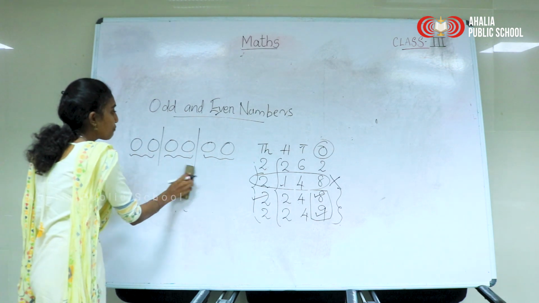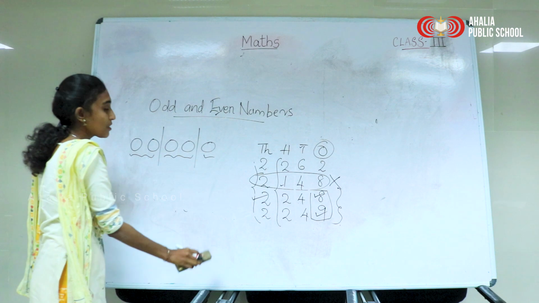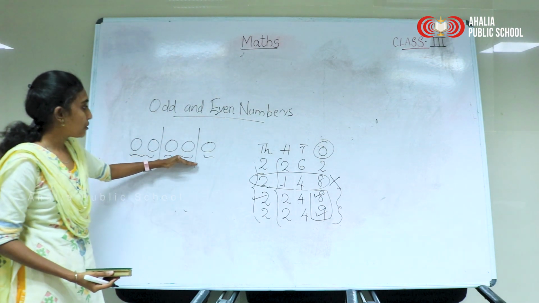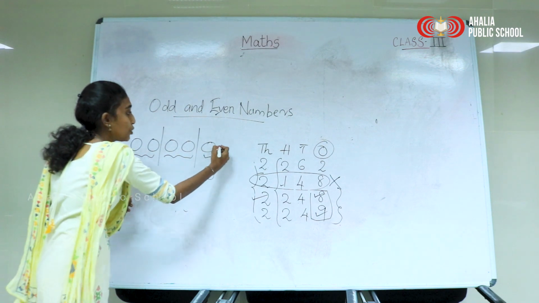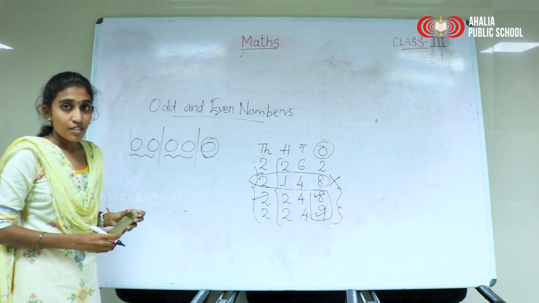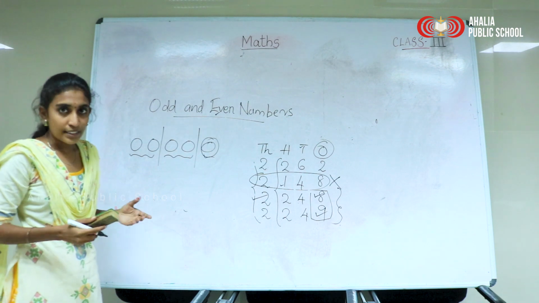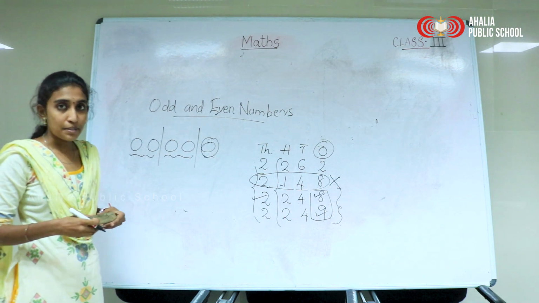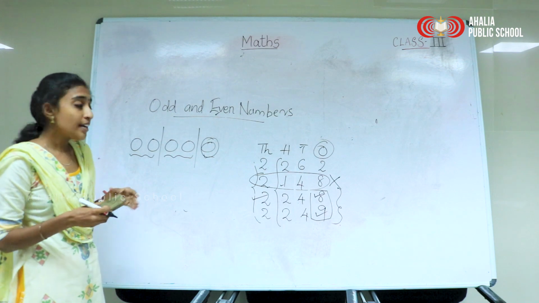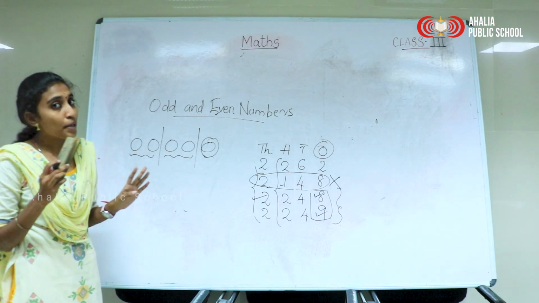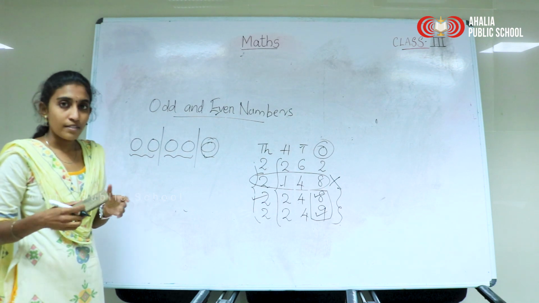Suppose that you have 5 balls. So we started the pairing. 1, 2, 1, 2 and 1. There is nothing to pair with the last ball. So 5 will be an odd number. Even numbers are numbers that can be paired. Odd numbers are numbers that cannot be paired.